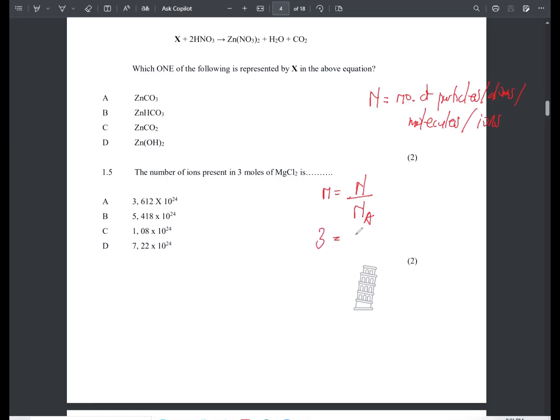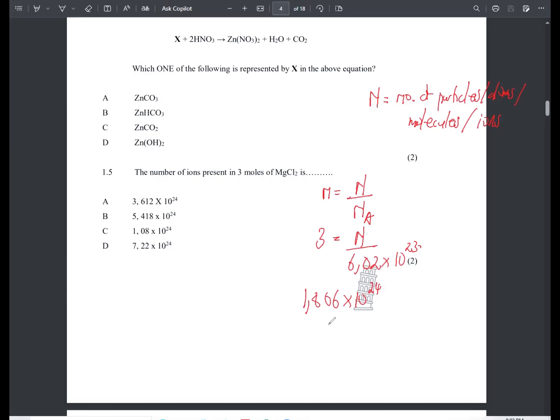So you'll put your 3 here and then N over NA, which is Avogadro's constant, 6.02 times 10 to the exponent of 23. So obviously Avogadro's constant says that 1 mole of any substance contains 6.02 times 10 to the exponent of 23 particles, right? So if it's 3 moles, that means it must contain 3 times that. So now we're going to do the calculation. 3 multiplied by 6.02 times 10 to the exponent of 23. Right, then we get 1.806 times 10 to the exponent of 24. Right? But then that's not your answer.